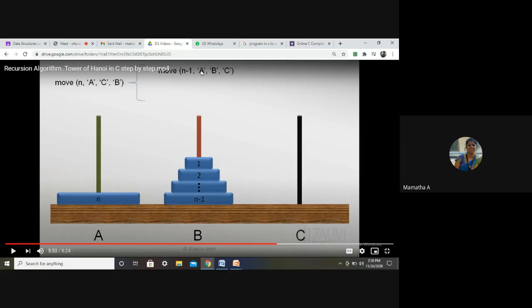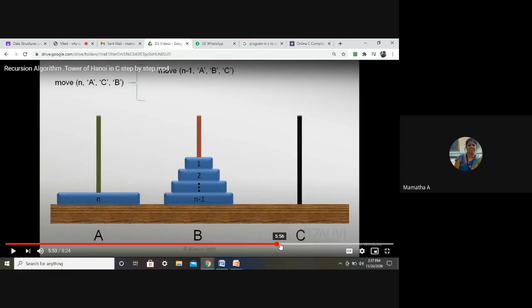So you should understand here, A is my source, B is my auxiliary, C is my destination. But here, moving n minus 1 disc will be from source to the auxiliary using the destination C. So you should call this recursive function in that way.